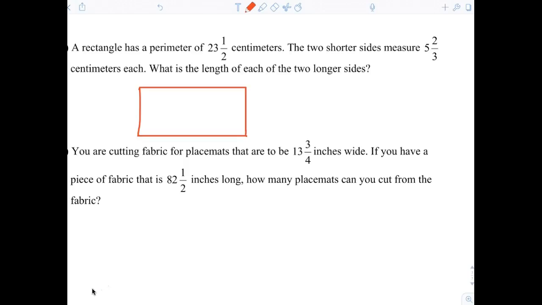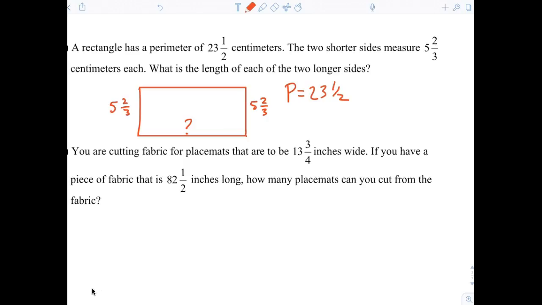And then I want you to put the perimeter is 23 and a half. Do you remember what perimeter means? What is that? Adding up all the sides. Then it says the shorter sides are 5 2/3. So I put 5 2/3 here, 5 2/3 here, and right now I'm missing that. So you tell me what I should do first. All right. So you do 5 2/3 times 2.